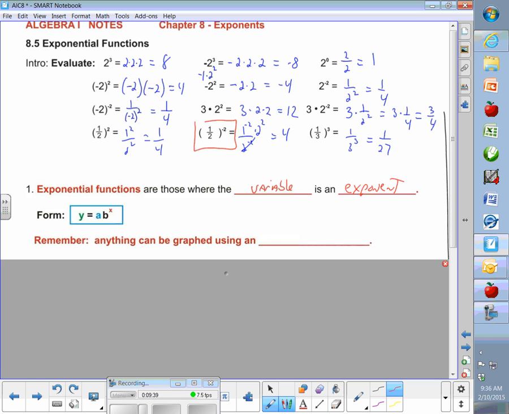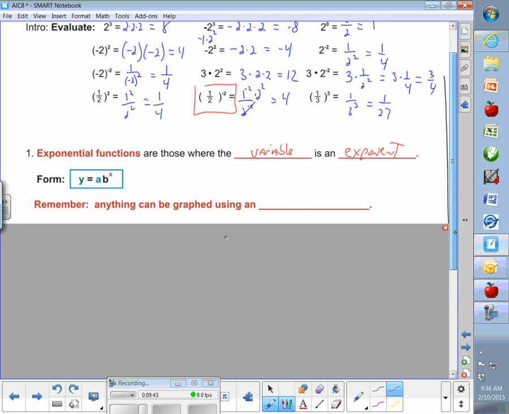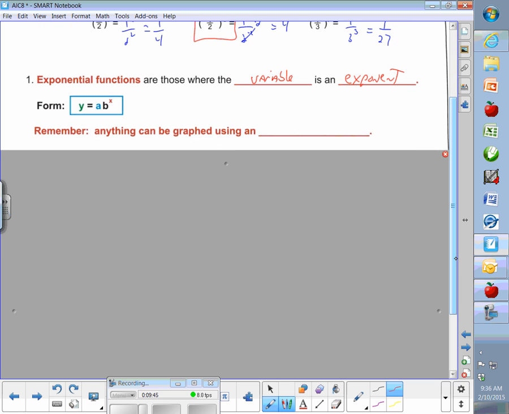And you can see the form below in the blue box, right? y equals a b to the x. Our x variable is an exponent. And then we've got to remember the remember part. Anything can be graphed using an, anybody remember? Anything can be graphed using an XY chart.